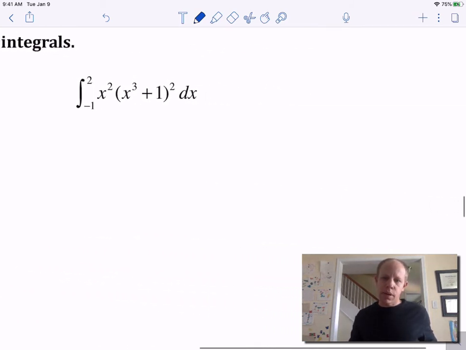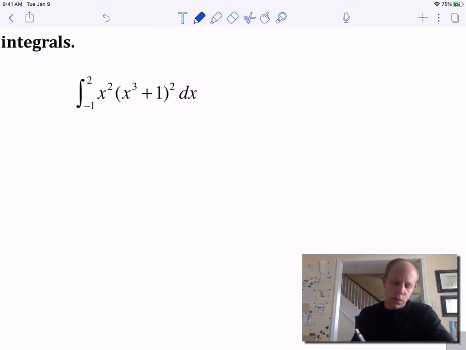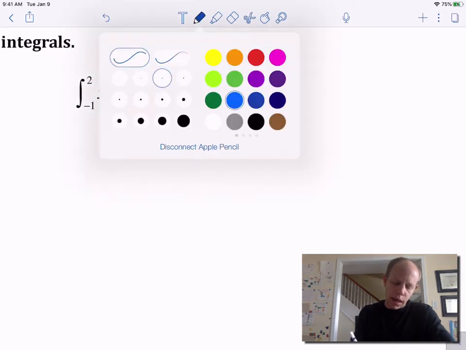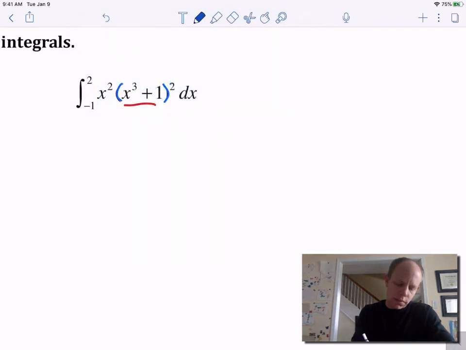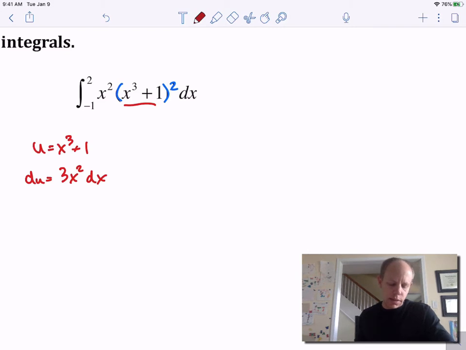In this next example, I do want to show the actual U-substitution way. So in this case, again, notice we have this inner function and an outer function. Okay, so we are going to let u be that inner function, x cubed plus 1. du is going to be the 3x squared dx. And what we're going to do in this case is actually just solve for dx. So divide by 3x squared.